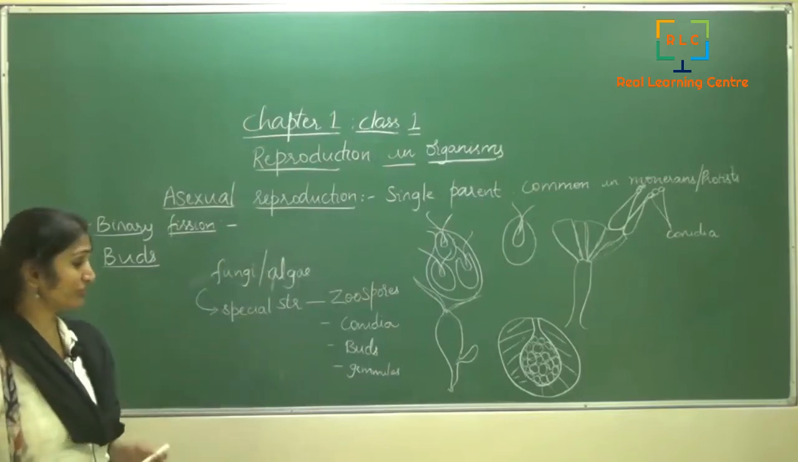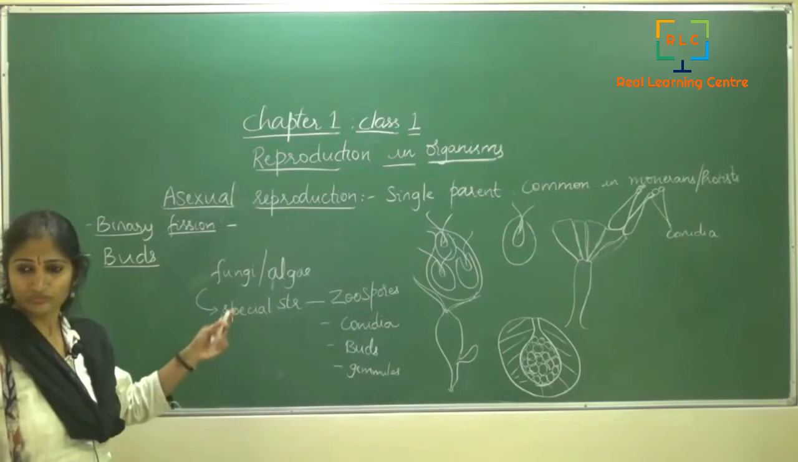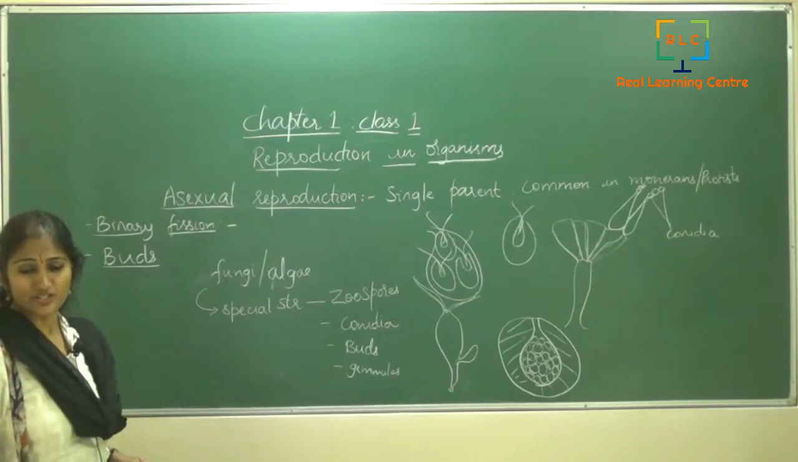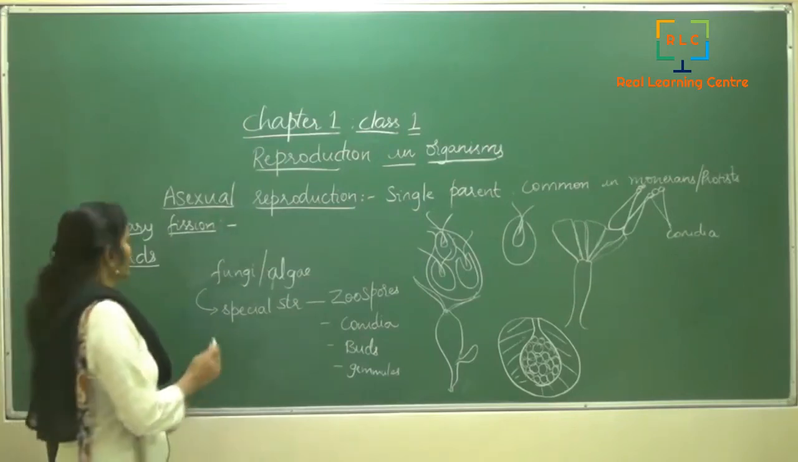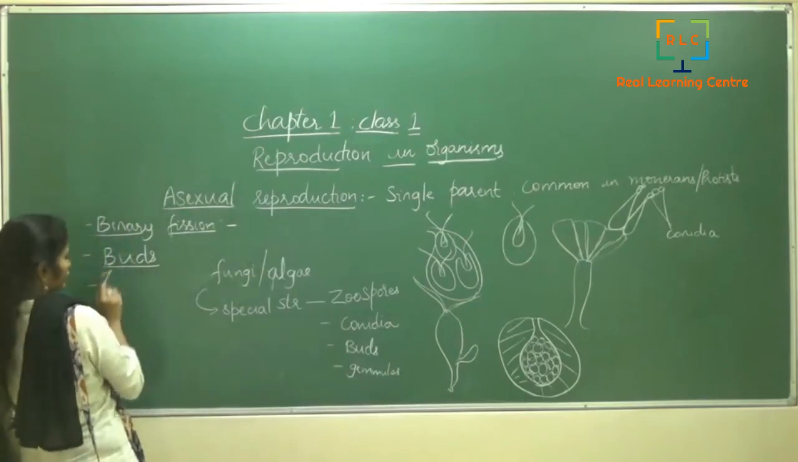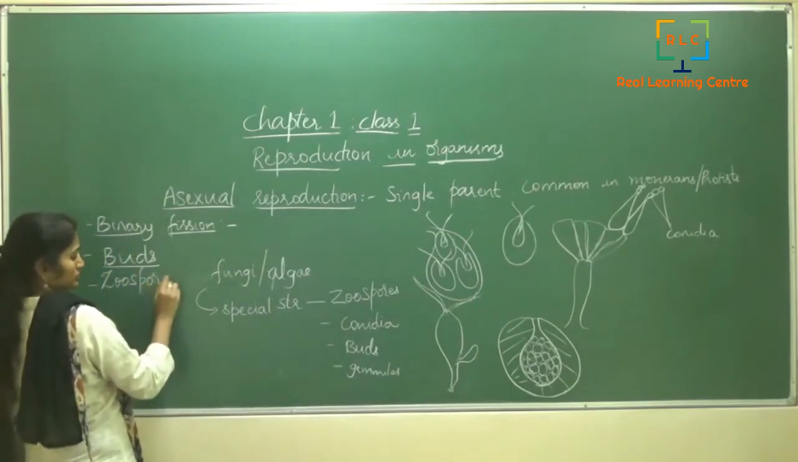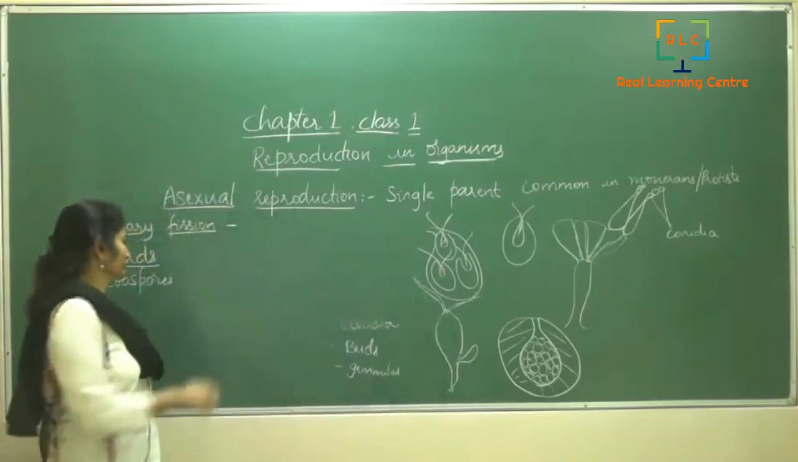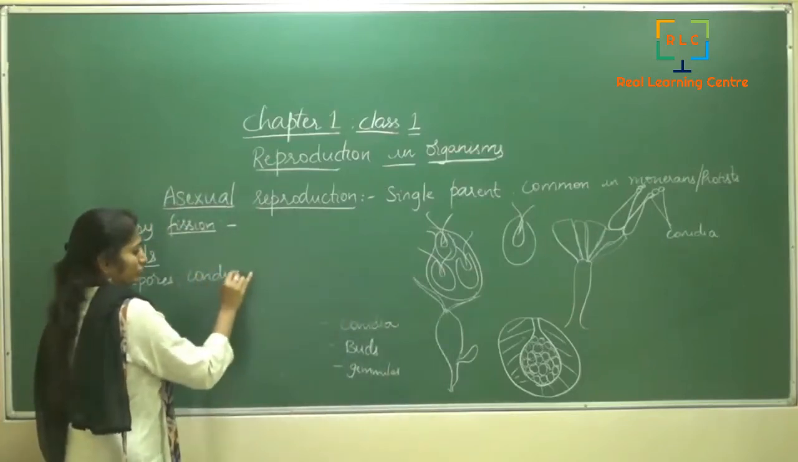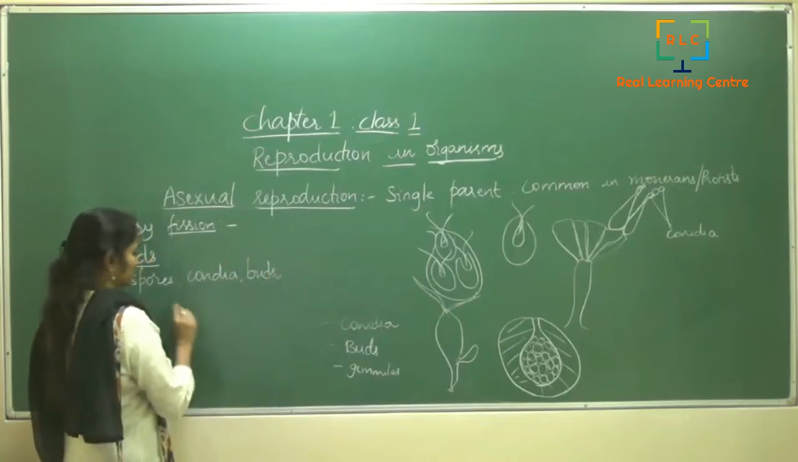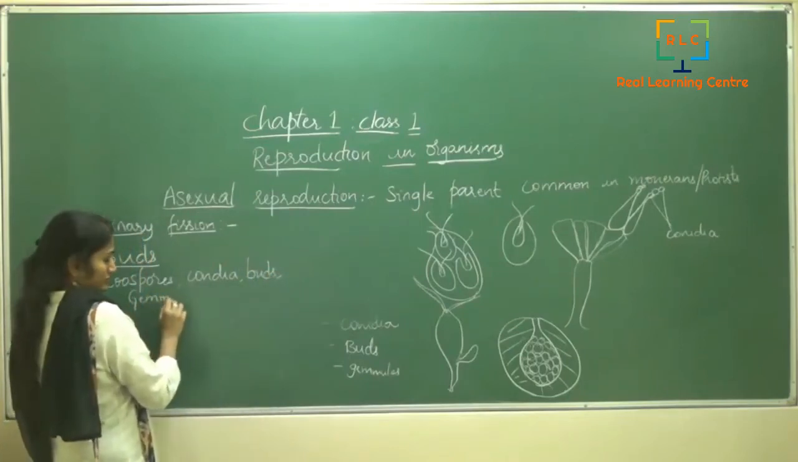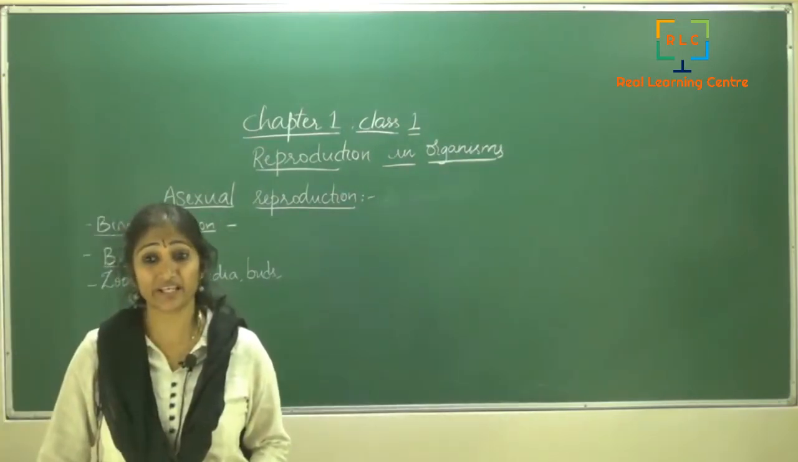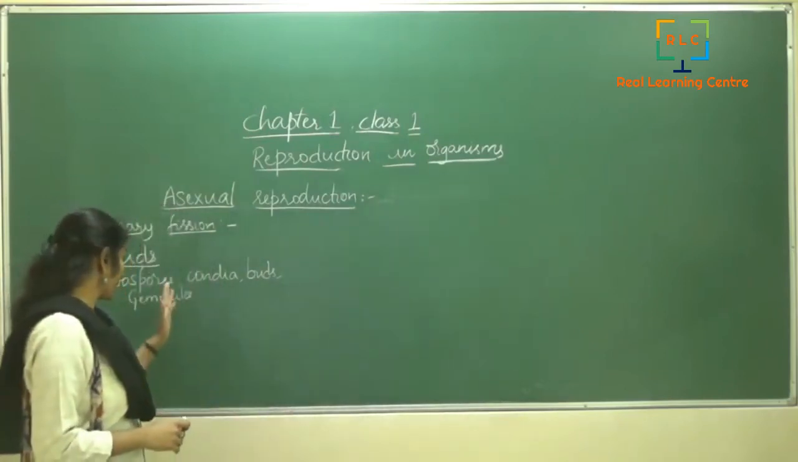So this is one way of reproduction in the case of fungi and algae, right? So this is something that I would write here as the formation of the zoospores, the conidia, the buds, or the gemmules. So now let us see, is there any other asexual reproduction that we can think of other than this?